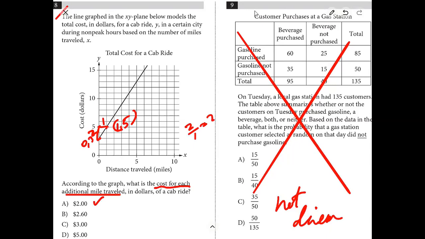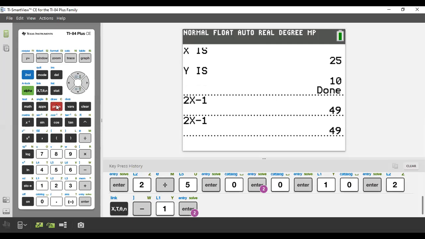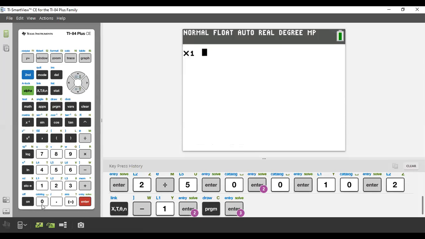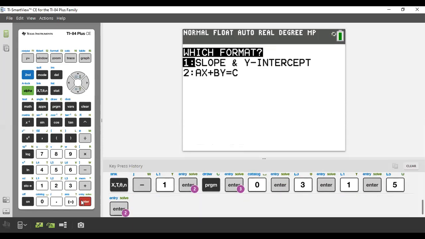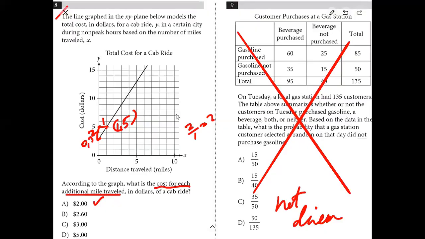Now, if you wanted to, you could also use the ALINEAR program. So in this case, we press program and then enter again. And this time we're going to use option 1 for 2 points. The 2 points were 0, 3, and then 1, 5. Then all you're going to do is find the equation. It's going to give you the slope, and it tells you the slope is 2. That's your answer. So for this one, you could use 2 points.